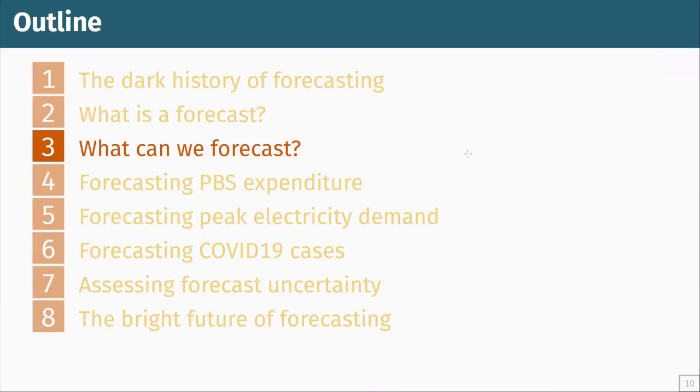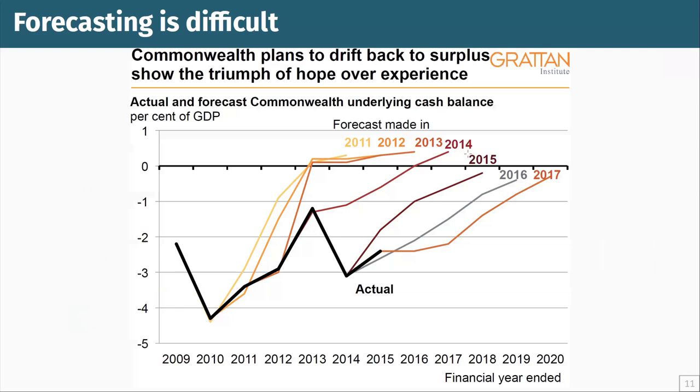Okay, so what can we forecast? People try to forecast lots of things, some of them more successful than others, and some things are much harder to forecast than other things. And sometimes people call something a forecast when it's clearly not a real forecast. So this is an example of that.